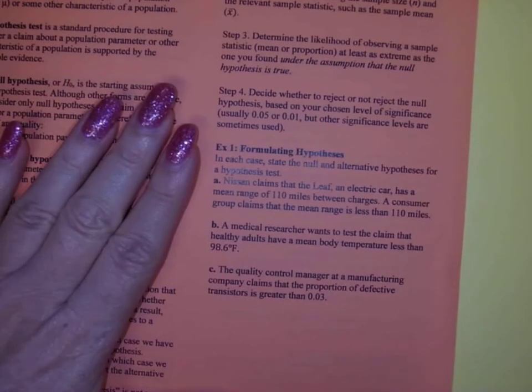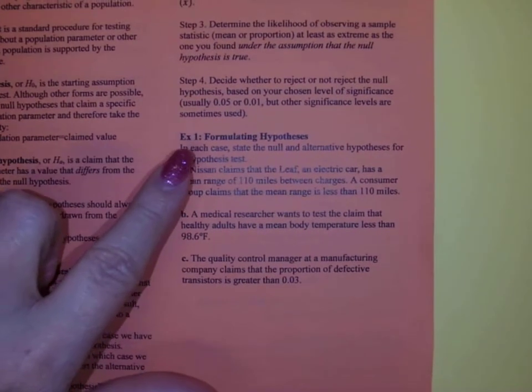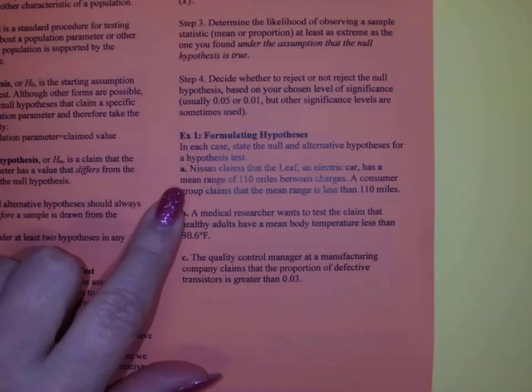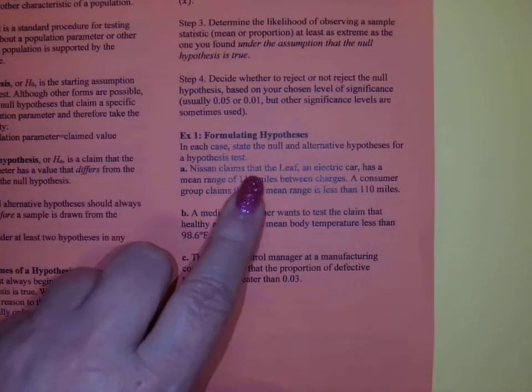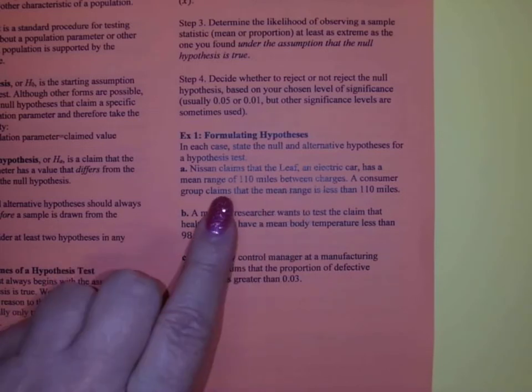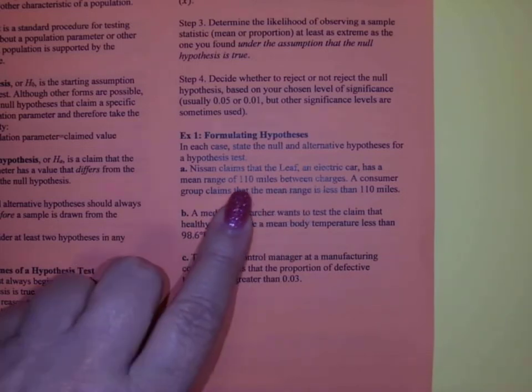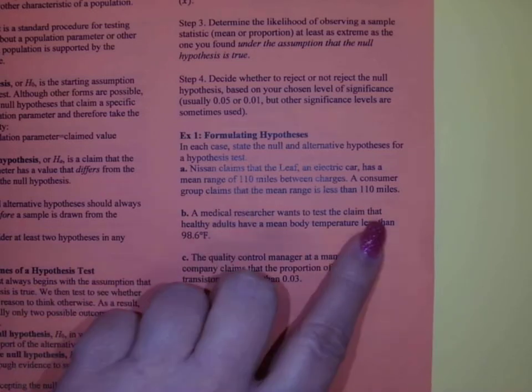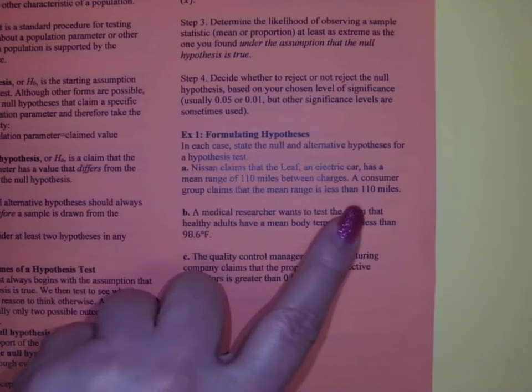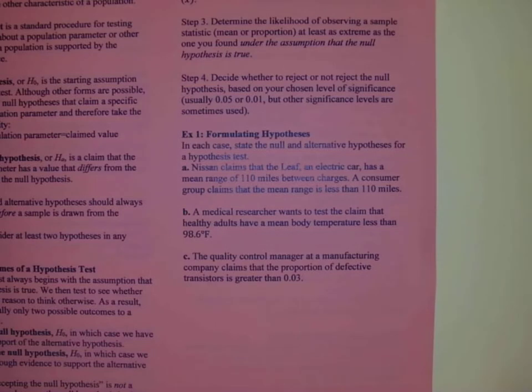All right, so let's do some examples. We are going to formulate the hypothesis. This is the part where most students struggle, so these are a good thing for us to practice. In each case, state the null and alternative hypothesis for a hypothesis test. Nissan claims that the Leaf, an electric car, has a mean range of 110 miles between charges. A consumer group claims that the mean range is less than 110 miles. Let's write our null hypothesis and our alternative hypothesis.